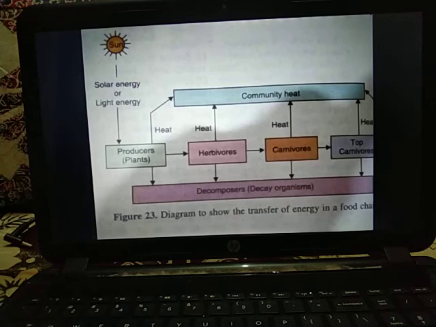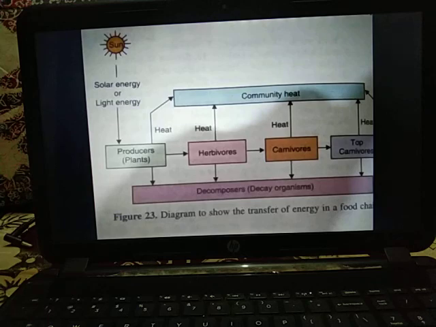Then what will happen: these top carnivores die and will be decomposed, and the energy will come back to the decomposers. When they die, the body that is left over will be decomposed by the organisms called decomposers. They decompose the organic matter, and in that process they obtain some energy. Again, the decomposed matter will be available for the producers.